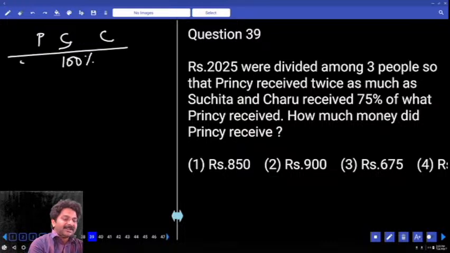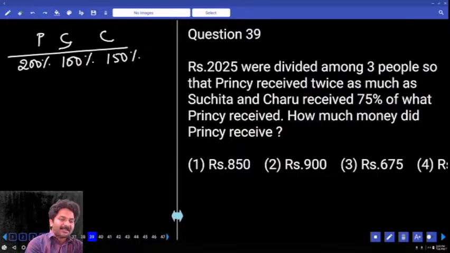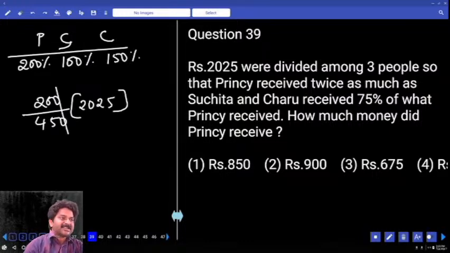Then Princey invests double, which is 200%. And Charu invests 75% of Princey. 75% of 200, 150. The question is about Princey's money. Princey is getting 200 out of total 450 among 2025. 0, 0 gets cancelled.